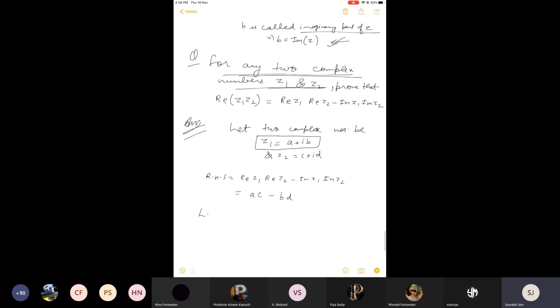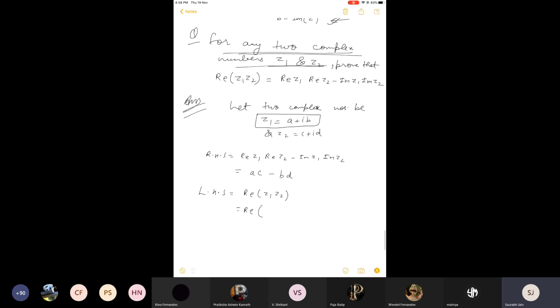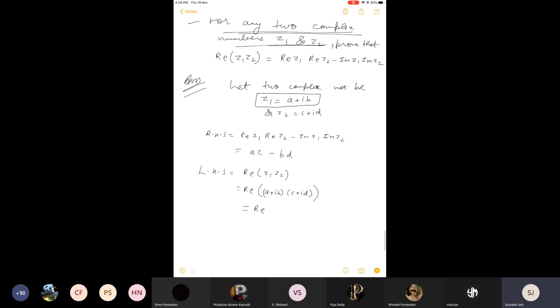Now you need to solve LHS. What is LHS? LHS is RE Z1 Z2. That means you have to find the real part of A plus iota B into C plus iota D. Only the real part, remember. So you keep writing real all the time, and finally you will write the real part. For that you need to multiply this whole expression. This will come out to be AC, A iota D, iota B into C, iota square B into D. Writing it one more time and simplifying: this is AC minus BD plus iota times AD plus BC, since iota square is -1.